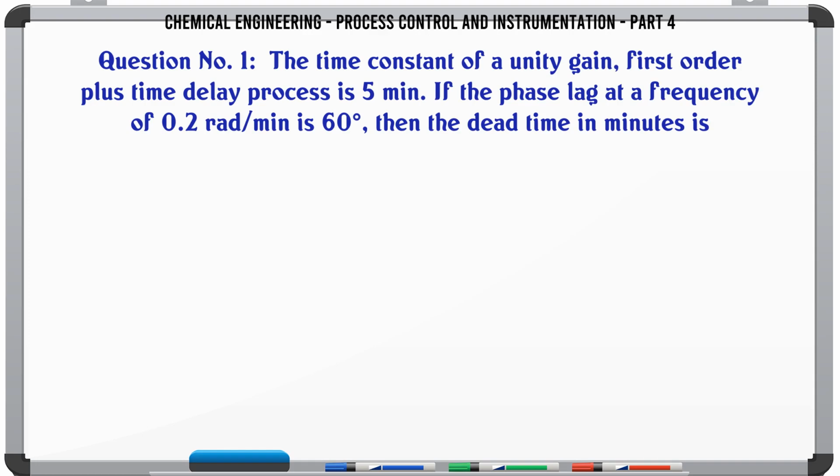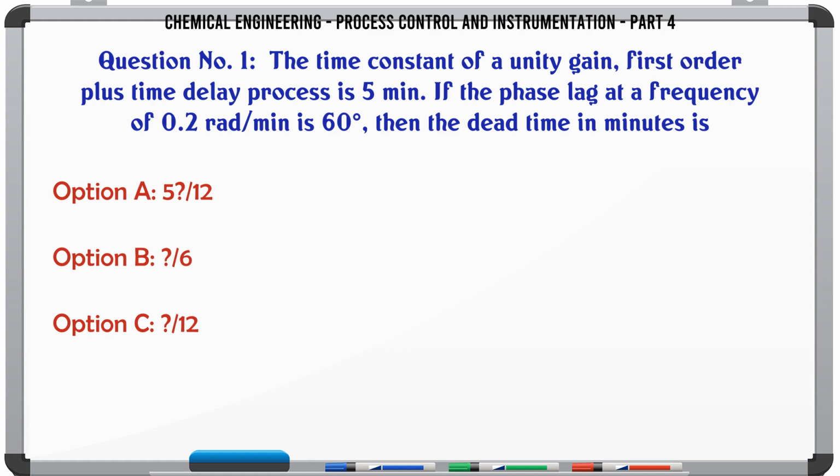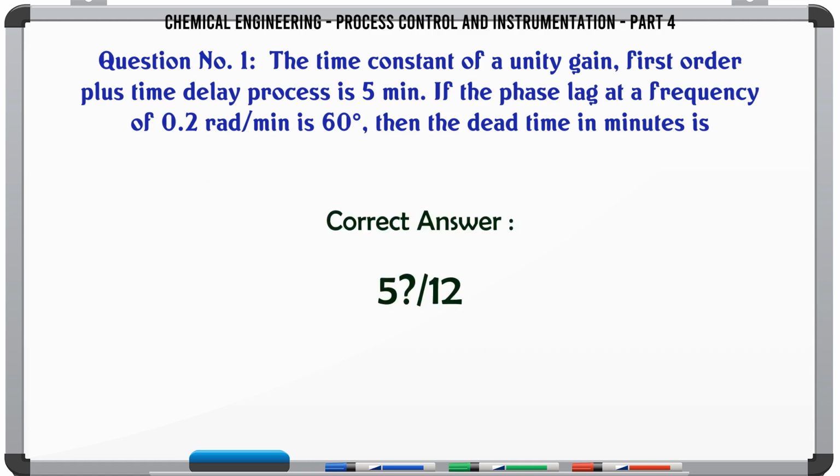The time constant of a unity gain first order plus time delay process is 5 min. If the phase lag at a frequency of 0.2 rad/min is 60, then the dead time in minutes is: A. 5π/12, B. 6, C. 12, D. 3. The correct answer is 5π/12.